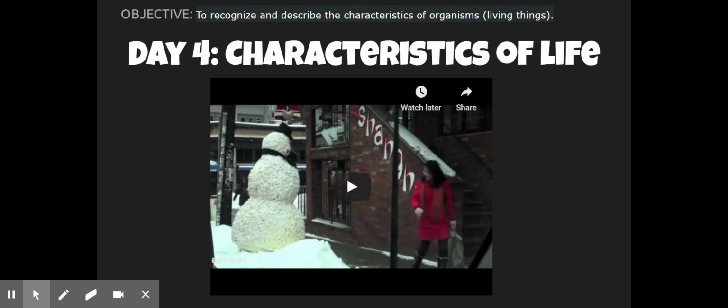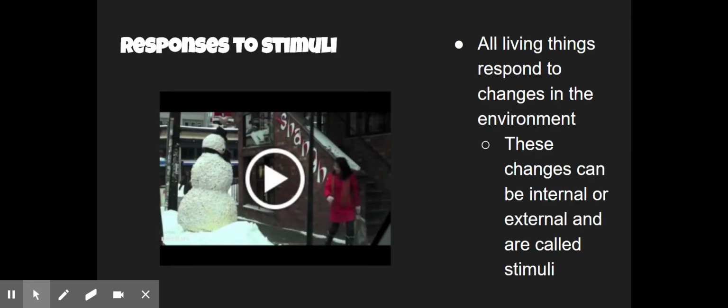All right, so what you just saw were examples of our next characteristic of organisms. What you saw was an example of stimulus and response, which is our next characteristic, responding to stimuli. Now, you respond to stimuli every day.